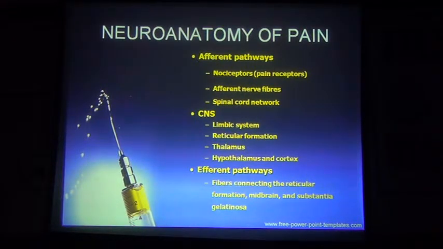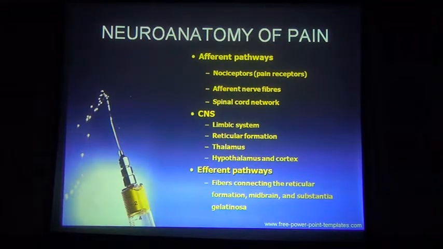These pain receptors, nociceptors, perceive the stimulus. They convert it into an electrical signal, which traverses the afferent nerve fibers. These afferent nerve fibers consist of the A delta fibers and C fibers. The A delta fiber is a thick myelinated fiber, and the C fiber is a small, thin, unmyelinated fiber.